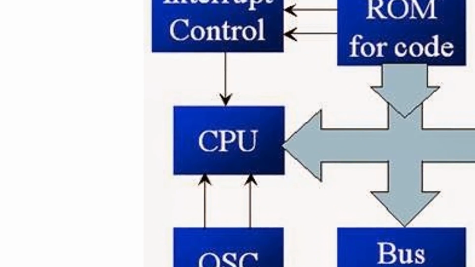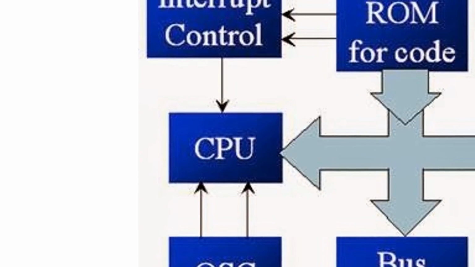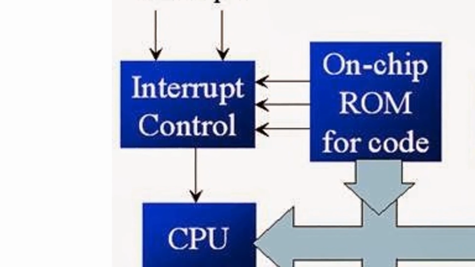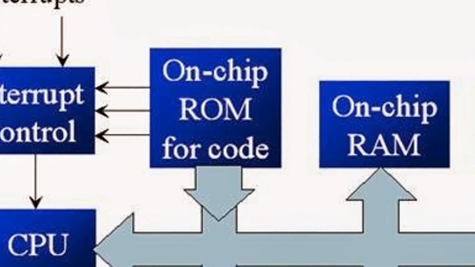This is the CPU of our microcontroller. It fetches the instructions from ROM and executes them. Hence the arrow is from ROM to CPU. This is interrupt control. When external interrupts or internal interrupts occur, then the subroutine is executed.